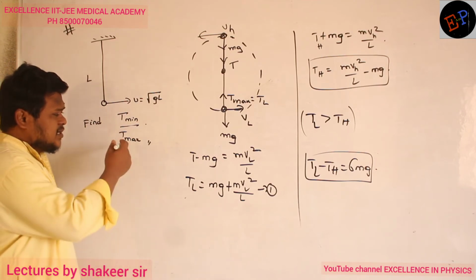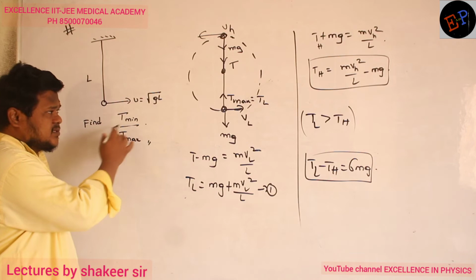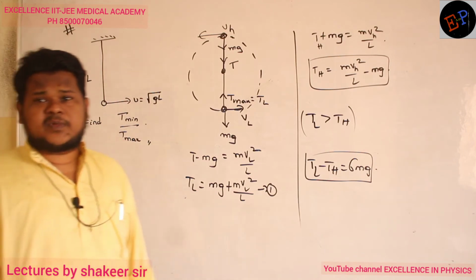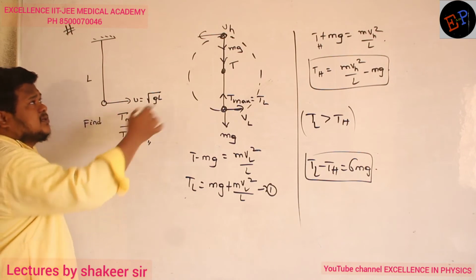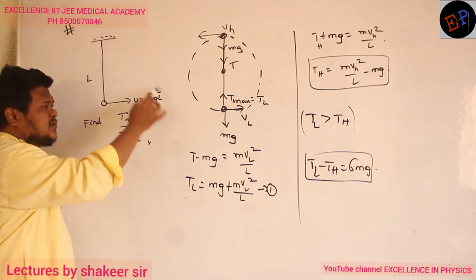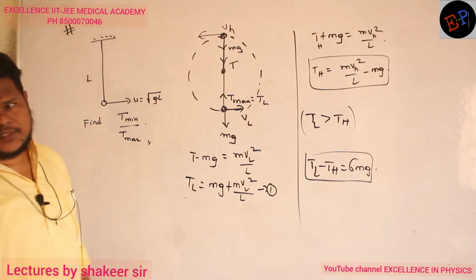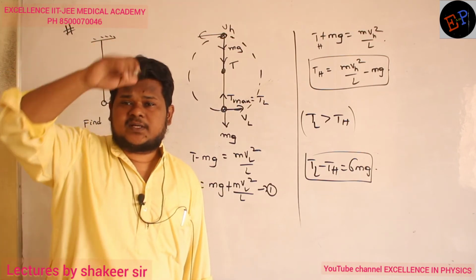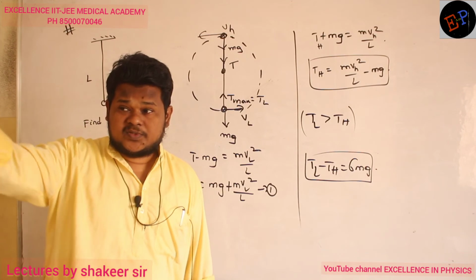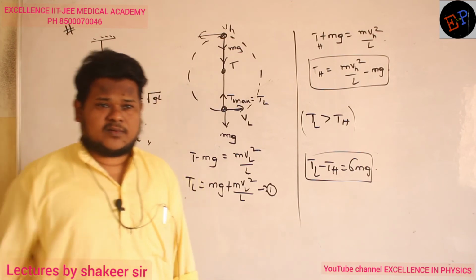First of all, you should calculate that position where maximum tension occurs. Because only if I give a velocity of root 5gl can it complete a circular path. But we are giving only root gl, so definitely the body cannot move to the maximum height. It will move only to a particular position. That position you first find out, then you calculate the tension.